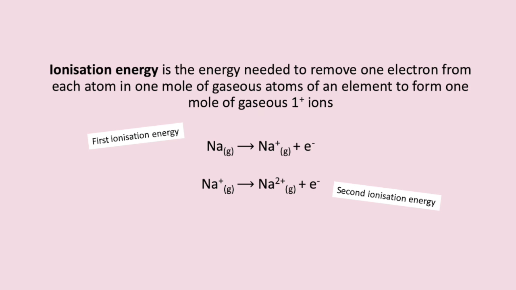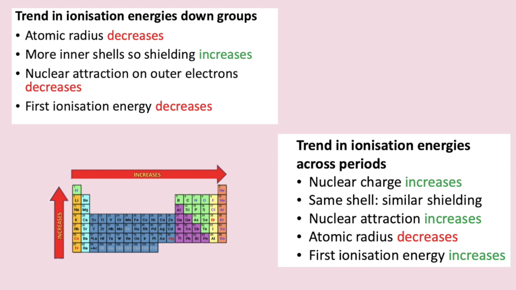For example, sodium gas goes to Na+ gas plus electron. That's the first ionization energy. We've removed 1 electron. Na+ goes to Na2+ plus electron. This is the second ionization energy, as we have formed a 2+ ion. You need to be aware of the factors that affect the size of ionization energy.